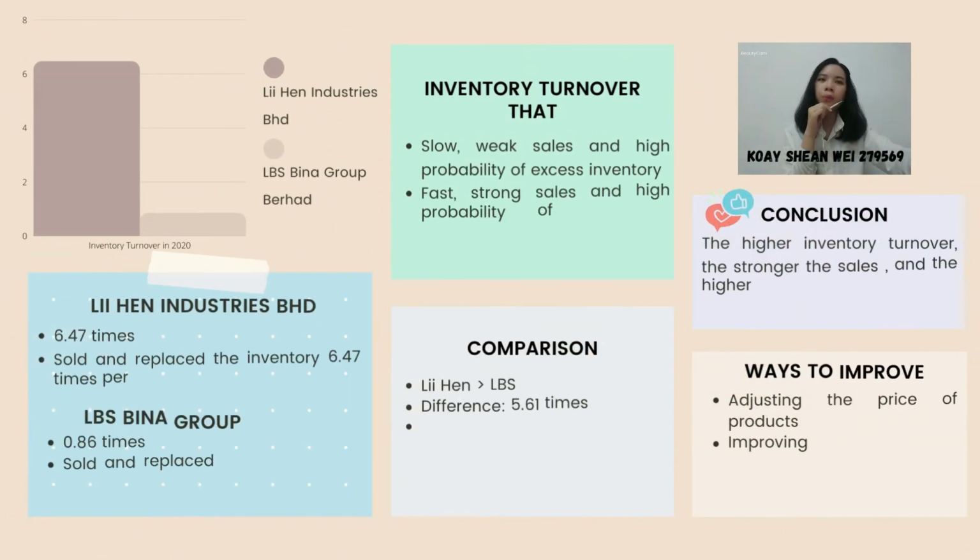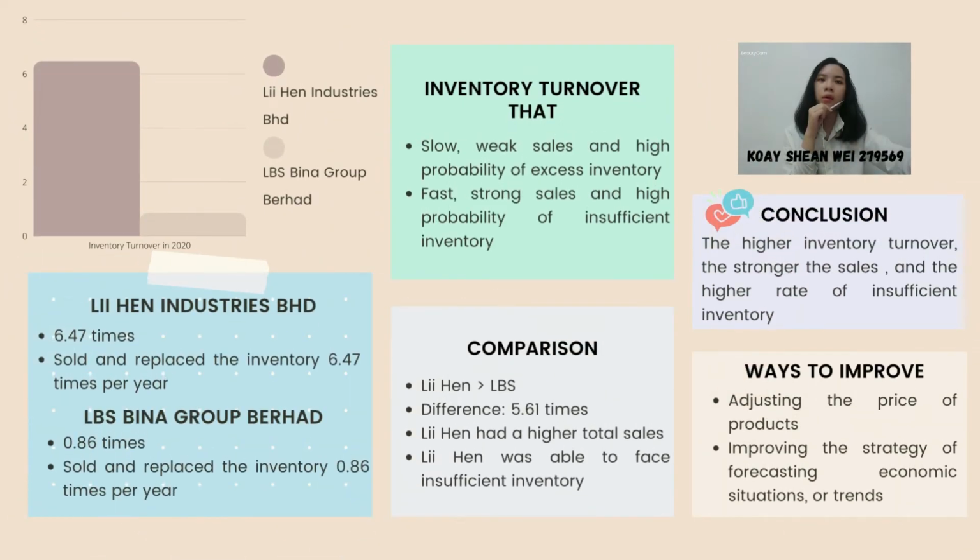Li-Han Industry Berhad sold and replaced its inventory 6.47 times per year, compared with LBS Bina Group Berhad, which had only 0.86 times. By comparing the two companies, Li-Han Industry Berhad had a higher inventory turnover than LBS Bina Group Berhad. This means that the total sales for Li-Han Industry Berhad were more than LBS Bina Group Berhad, and they were able to face insufficient inventory. In conclusion, the higher the value of inventory turnover, the stronger the sales and the higher the rate of insufficient inventory.